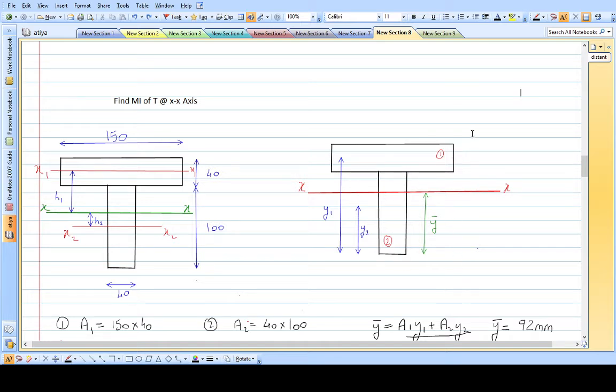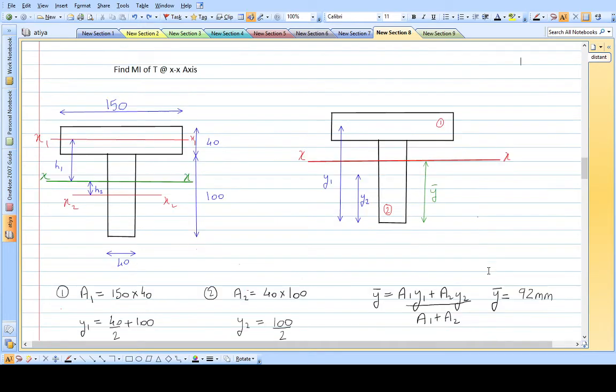Okay, first part will be the flange section, that is the top portion, and second part will be the web section, that is the vertical column section here. Okay, that is the web section, second part. Okay, our next work is to find area of first part and second part and to find y1 and y2.